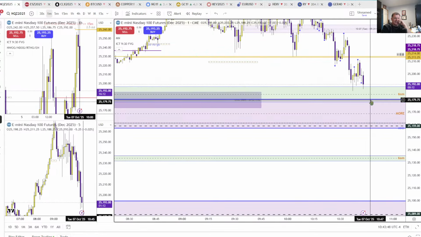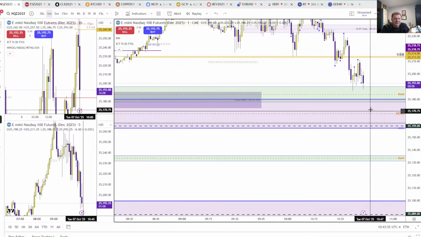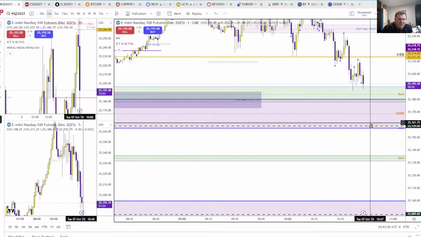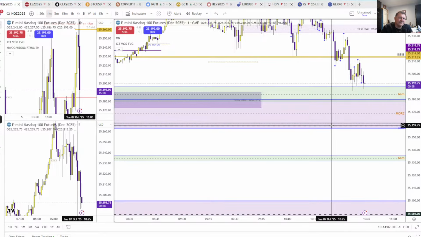You're back in the 6 a.m. and midnight open is sitting right here at this whole midnight open range. And your first presentation midnight fair value gap is sitting right down in here. So that's definitely where I'd be targeting.